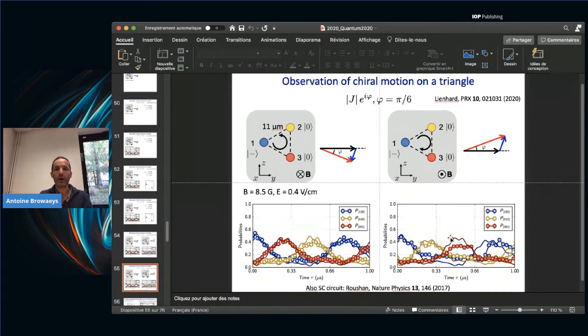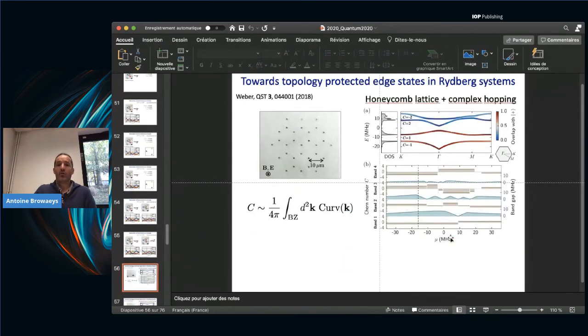I should also point out that other systems have seen that, in particular superconducting circuits, where there is some recent work showing this. I will be brief on this, but if you have this ingredient of spin-orbit coupling, and we generalize that to a much larger structure than just this triangle, Hans-Peter Büchler and his team have done the calculation.